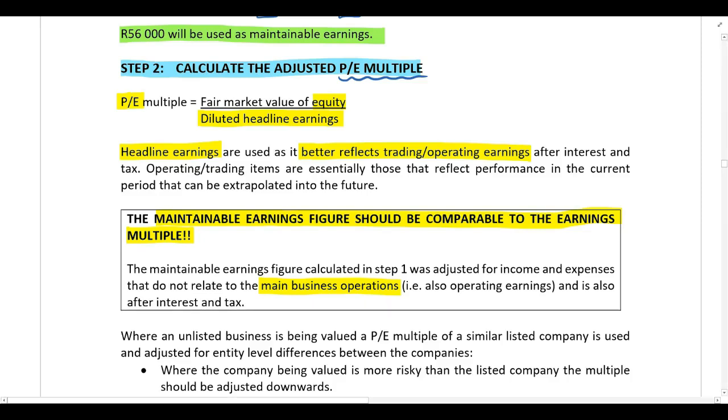Also, this multiple is after interest and tax, and in step 1, when we calculated maintainable earnings, that was also after interest and tax. So operating or trading items are those that reflect performance in the current period that can be extrapolated into the future, because we are trying to predict earnings that can be maintainable in the future. So we use the same earnings figure when we are calculating the PE multiple of a similar listed company.